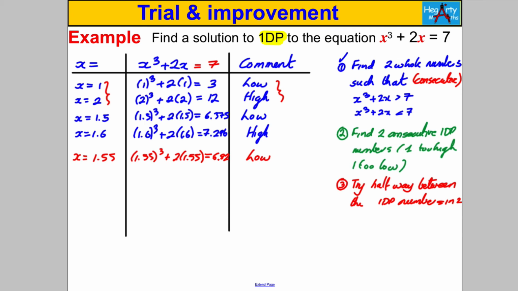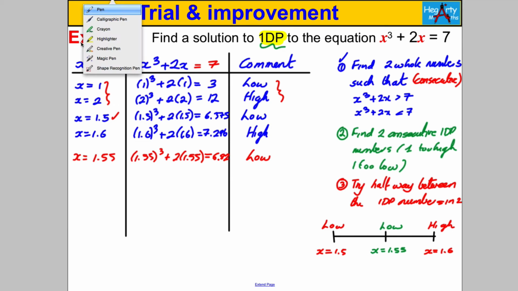Now why have I done that? Well, a little picture will inform me right at the end. Always draw this little picture for yourself. So what I found is that when I put x is equal to 1.5, my answer was too low. When I put x is equal to 1.6, my answer was too high. And when I put x exactly halfway between them, 1.55, it was too low. And this helps me see, I only want to give my answer to 1dp, but it helps me see which one of these is closer.